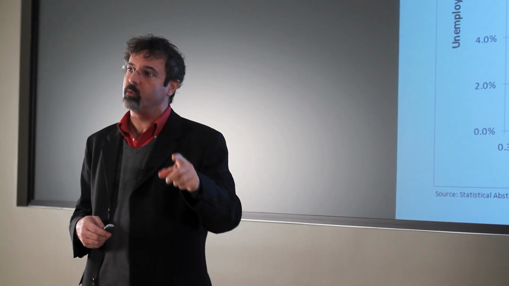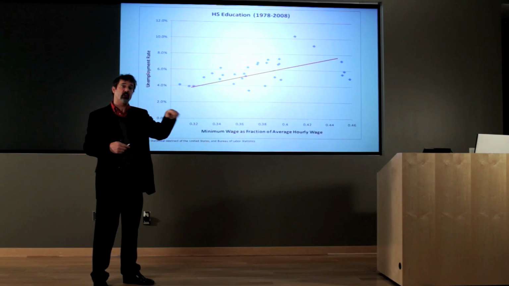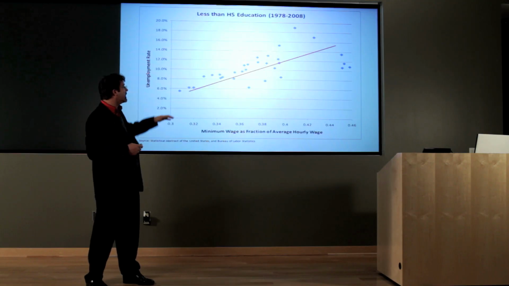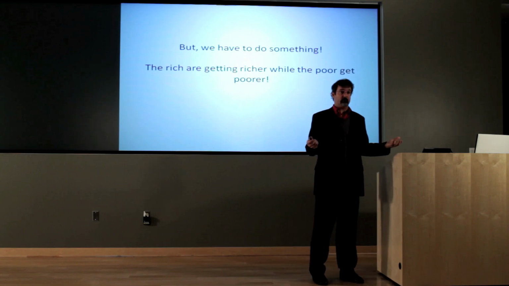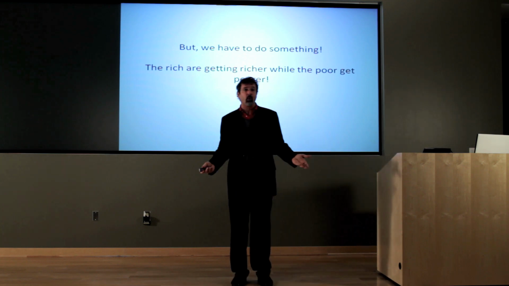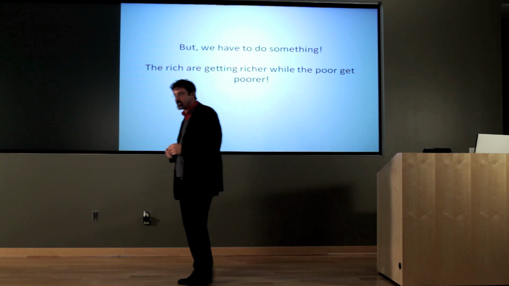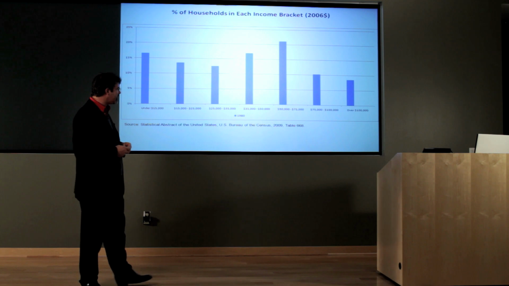The situation is worse when you look at workers who do not have high school educations. Here the relationship is even stronger. As the minimum wage rises, the unemployment rate amongst those without high school diplomas rises much faster. But we have to do something. The rich are getting richer, the poor are getting poorer, and minimum wage is one of the ways we address this. Well, in fact, that's not the case.